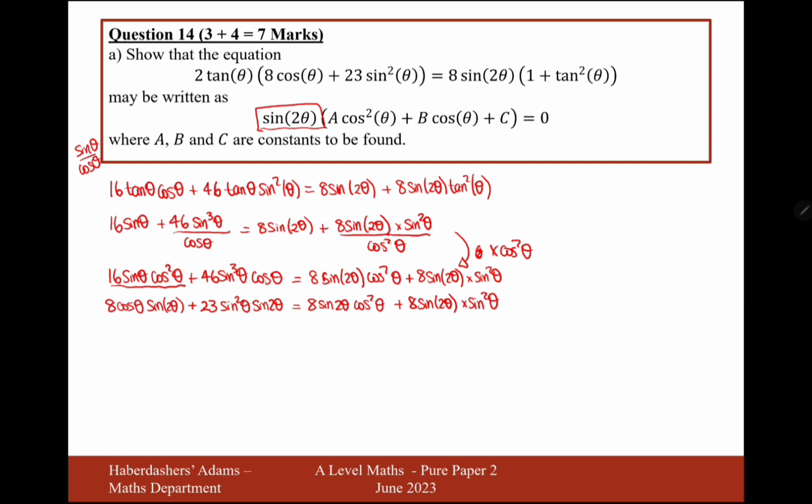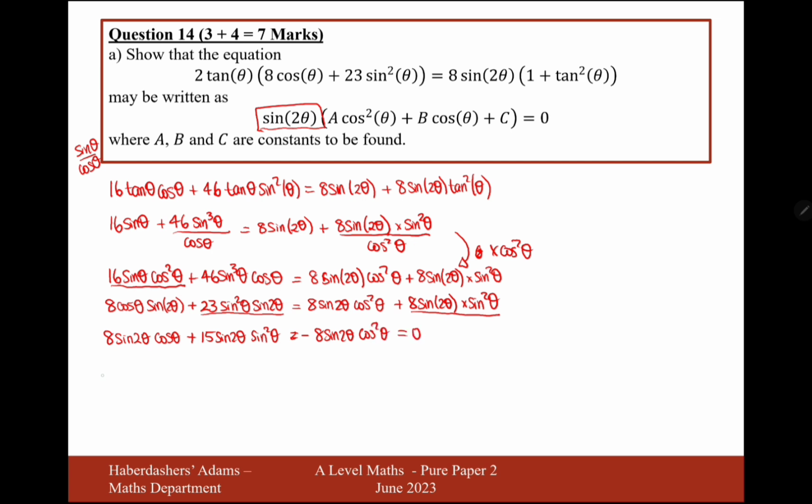Okay, let's move everything onto the left-hand side. I've got this term here and this term here that can simplify with each other. So it's going to become 8, reordering things slightly as well, 8 sine 2 theta cos theta, add, when we take away this term and this term, we're going to get 15 sine 2 theta sine squared theta. And then we're also going to subtract this term, 8 sine 2 theta cos squared theta. And that will all equal 0.